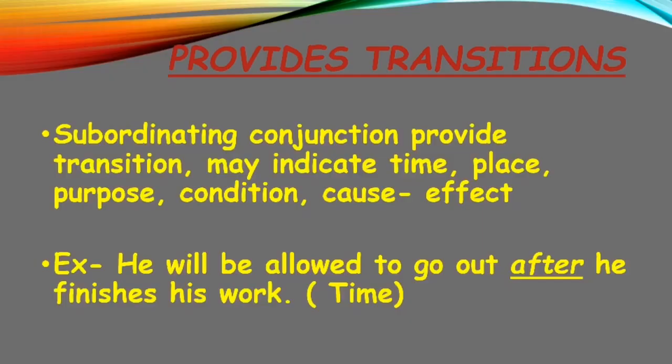One more important thing, subordinating conjunctions or subordinators, they provide transitions. Now these conjunctions provide transitions. Transition is like changes, you can say, right? Like they may indicate time, place, purpose, condition, cause and effect, right? Like let's take an example. He'll be allowed to go out after he finishes his work. So after here is indicating time.